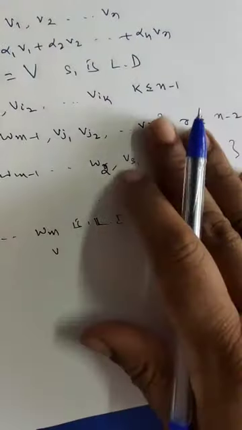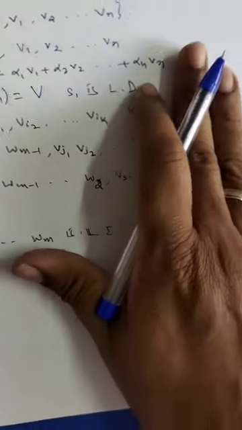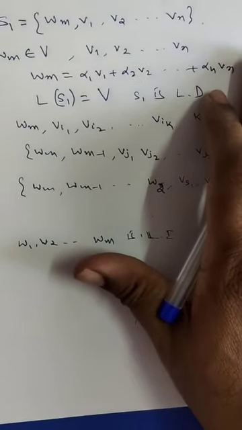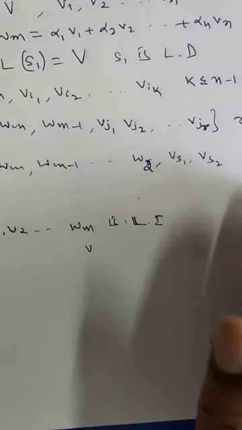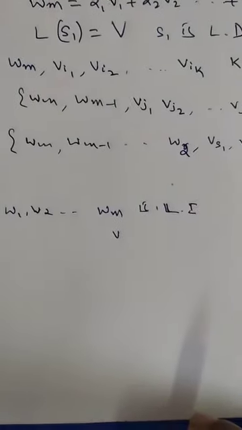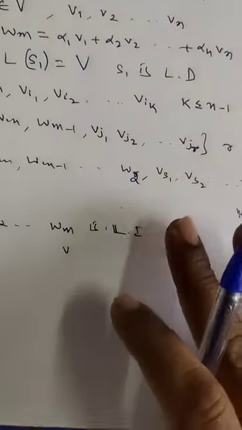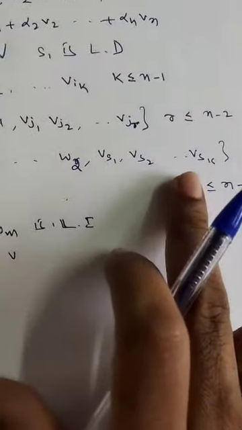Suppose we ended up here itself. Suppose we ended up here. What will happen if we ended up here? Then W1 will become a linear combination of preceding ones, but it is not true. So at least one of the elements remains here.